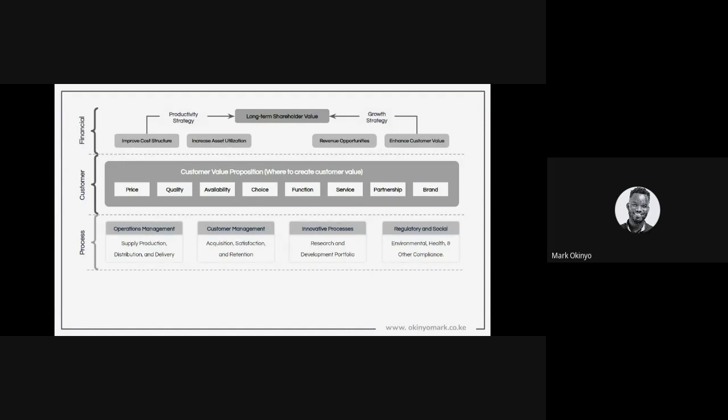Regulatory and social, very important because some industries are heavily regulated, especially industries that have public participation.